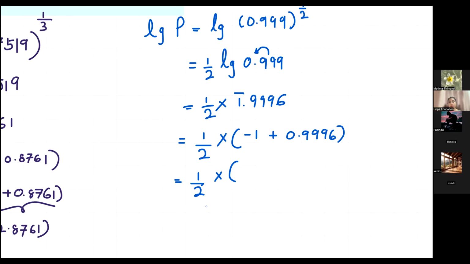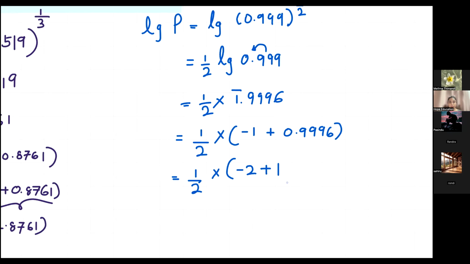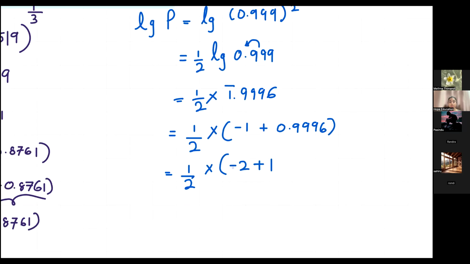Yes. -2 plus 1. Solving -2 plus 1 gives -1, right? However, here the negative number which is -2 is perfectly divisible by 2. That's perfect. That is how it has to come. Here -1 is not perfectly divisible by 2. -1 is not perfectly divisible by 2.